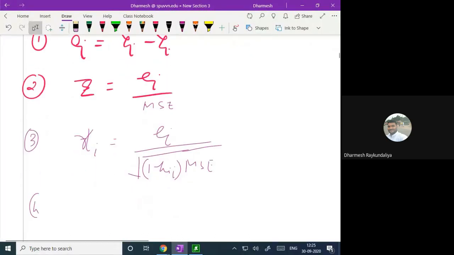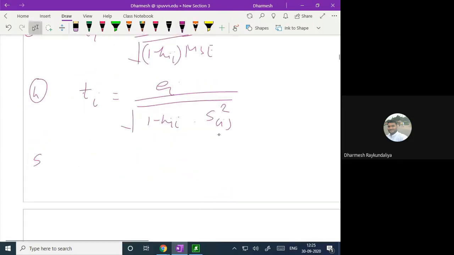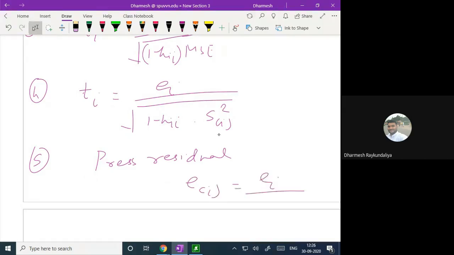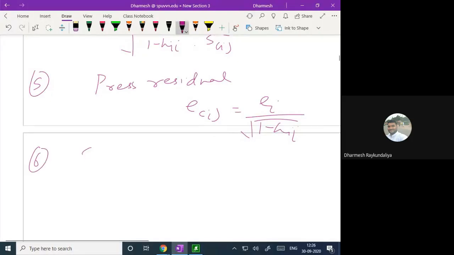Then you calculate the R-student residuals, that is ti, and it is nothing but ei upon the square root of 1 minus hii into si square. You can also calculate the PRESS residuals, which is nothing but ei upon 1 minus hii. You can also calculate the standardized PRESS residuals.